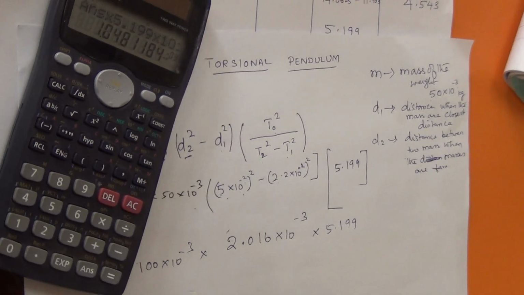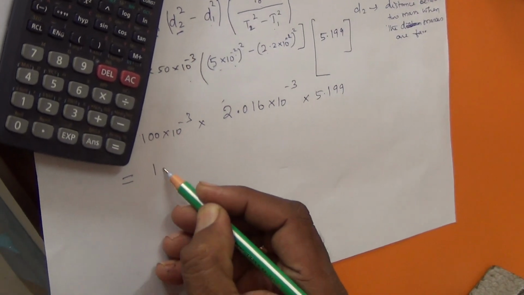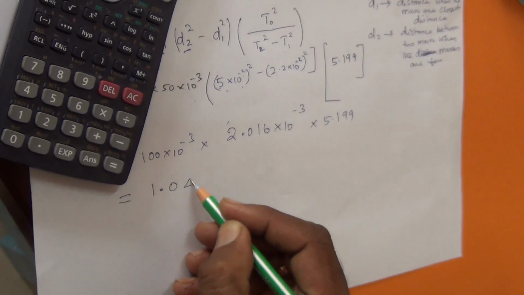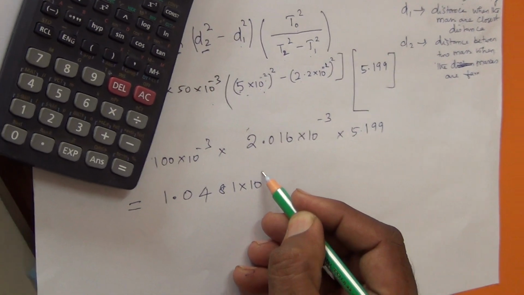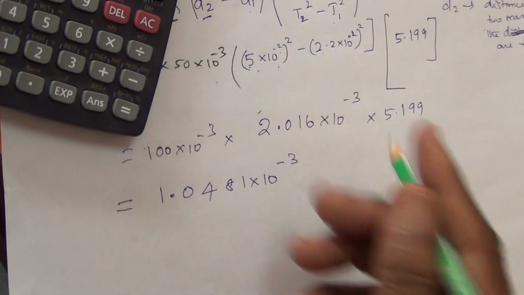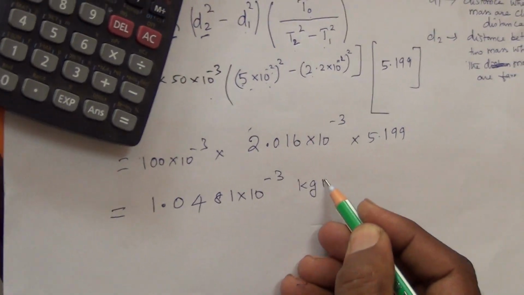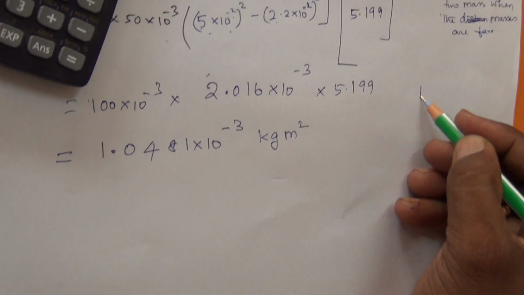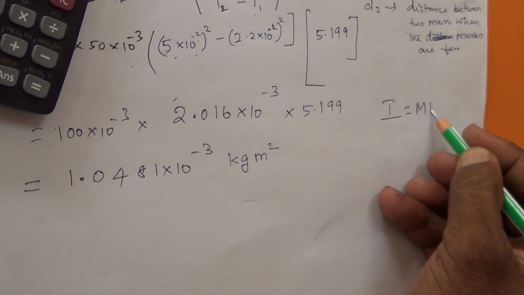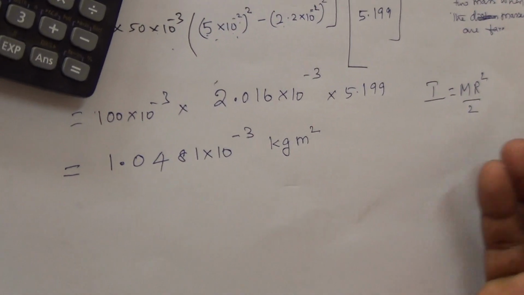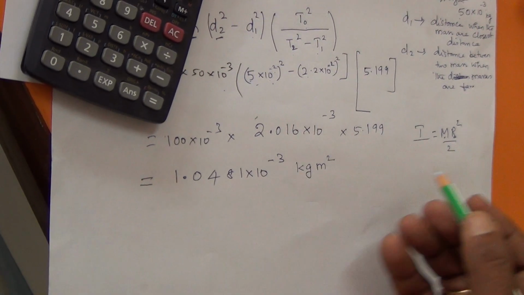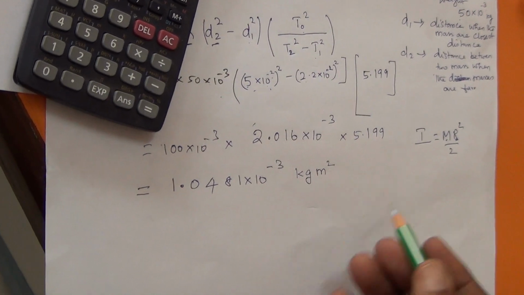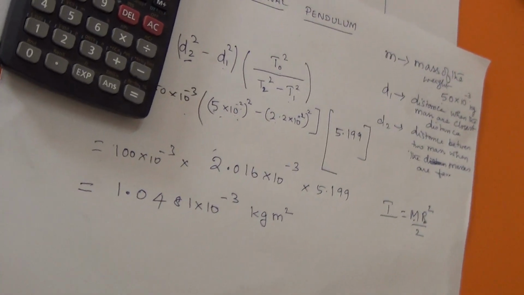So the entire value comes to be, the moment of inertia is 1.0481 into 10 power minus 3 kilogram meter square. This is because the moment of inertia is mr square by 2. Mass is in kilogram, r is in meter, so the unit will be kilogram meter square. So you can even find out the moment of inertia directly.